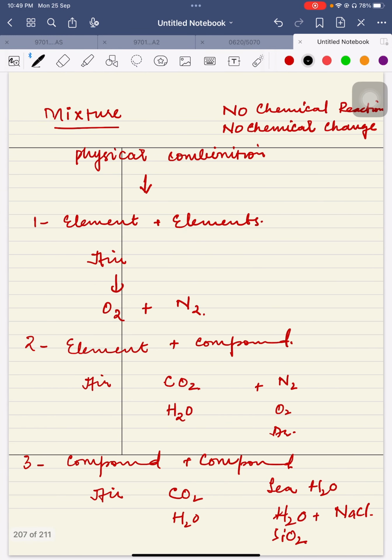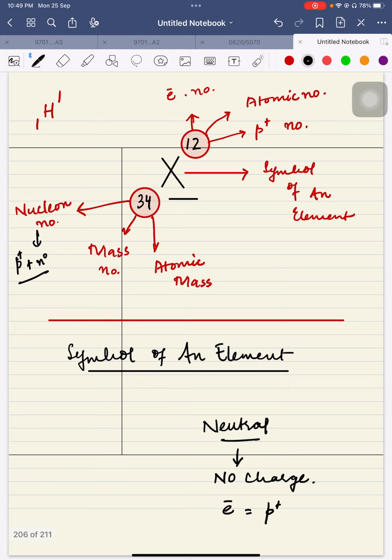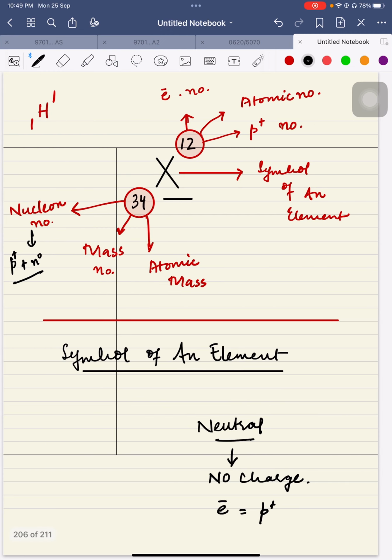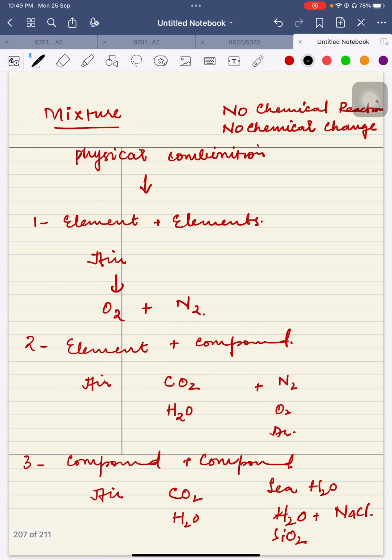So this is the discussion which we have done, and this is what we have covered. Afterwards, the next lecture is related to mixtures and their physical properties, why a mixture is different from a compound, different types of mixtures as well, etc.